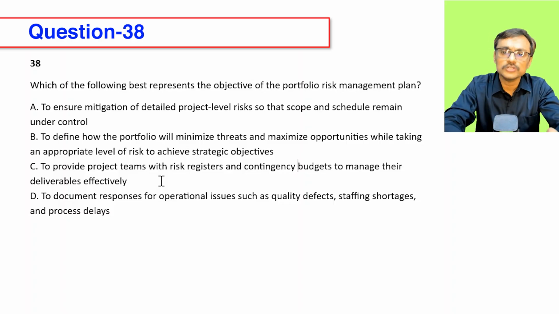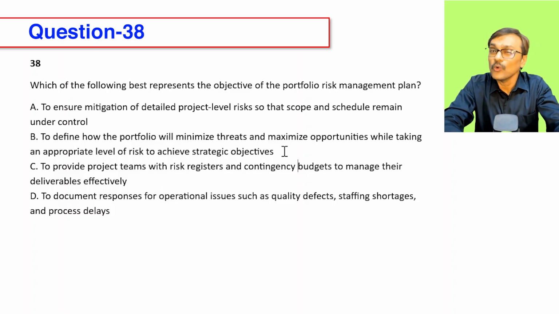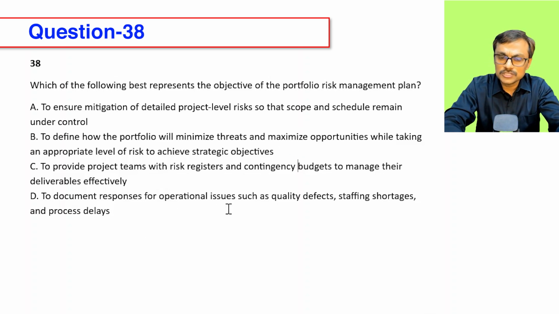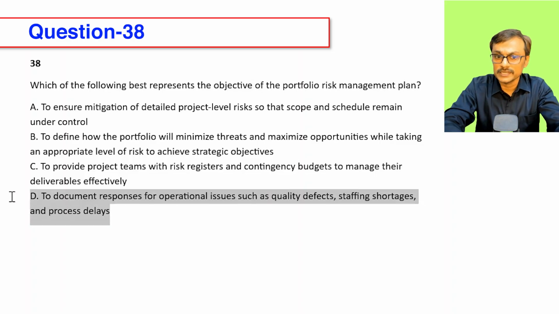You can definitely also provide some guidance about how to manage contingency, and that is possible. But that's not the only objective of a risk management plan. Option B is already giving a good indicator to us: to document responses for operational issues such as quality defects and all. So the first thing is, it is clearly saying issues.